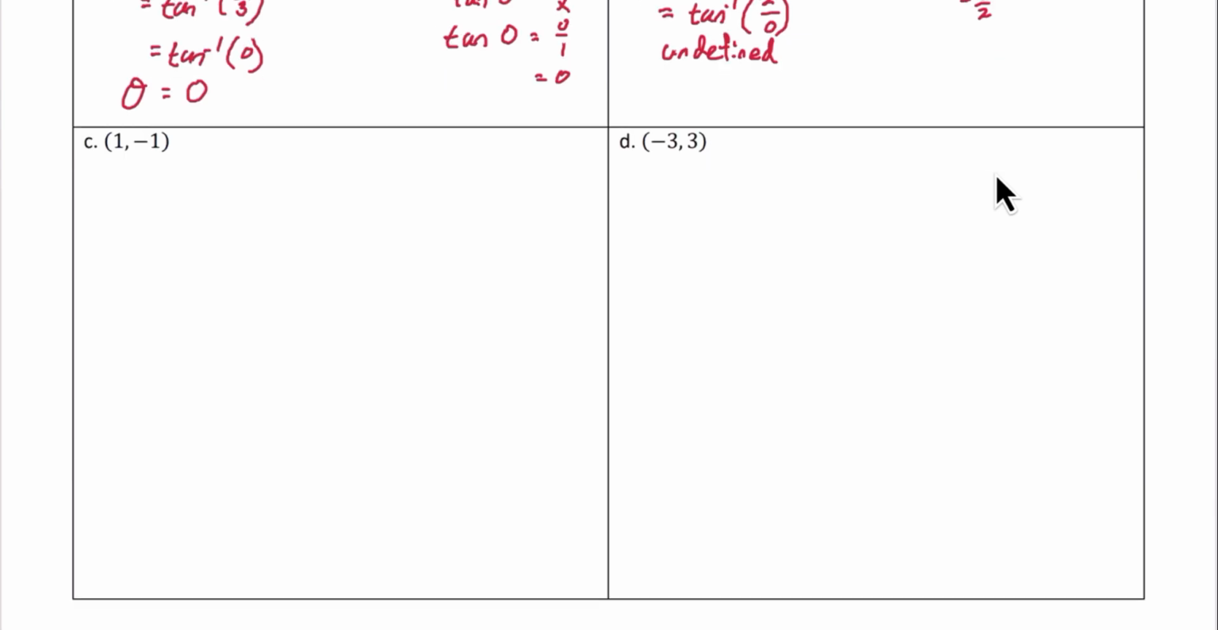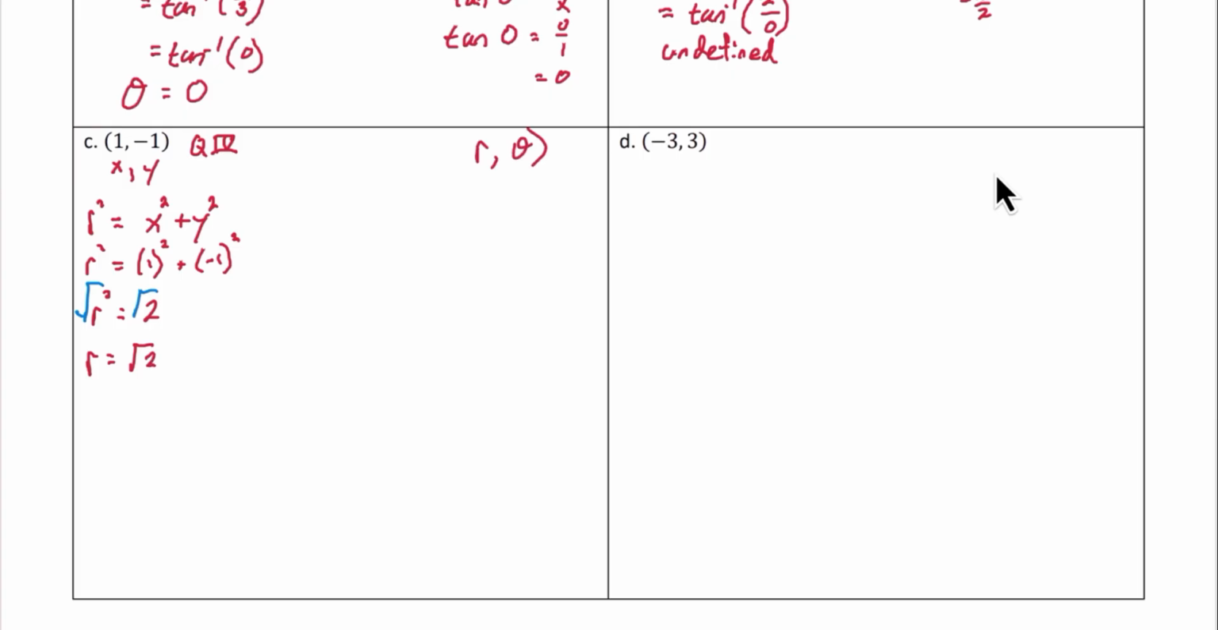In part C, let's again recognize that we are given x and y. This is in quadrant 4. Let's start by finding r squared. That is x squared plus y squared. X is 1. Y is negative 1. So we get r squared is equal to 2. We again want r, so we'll take the square root of both sides. This gives us r is the square root of 2. Again, we'll keep the positive version.